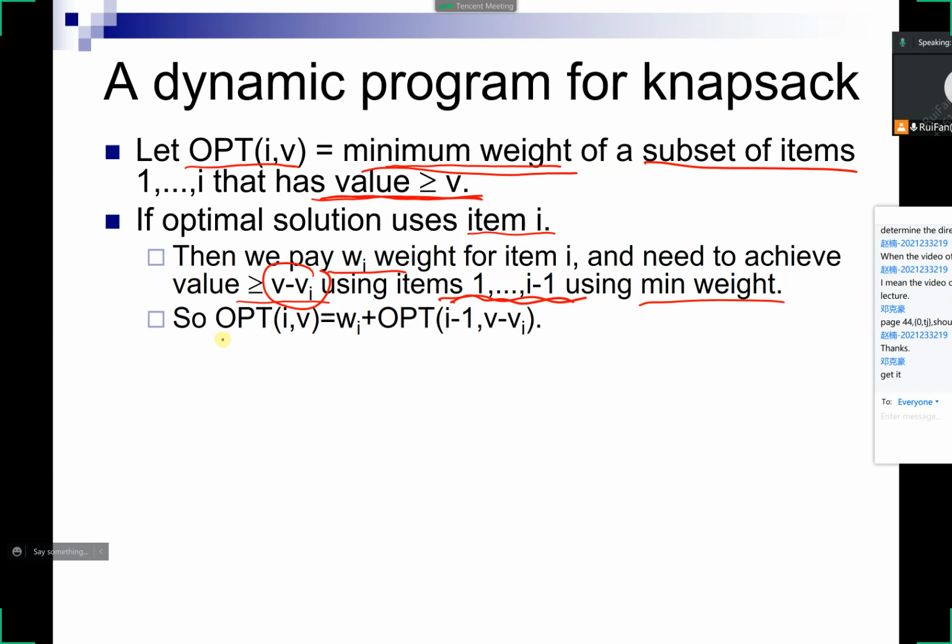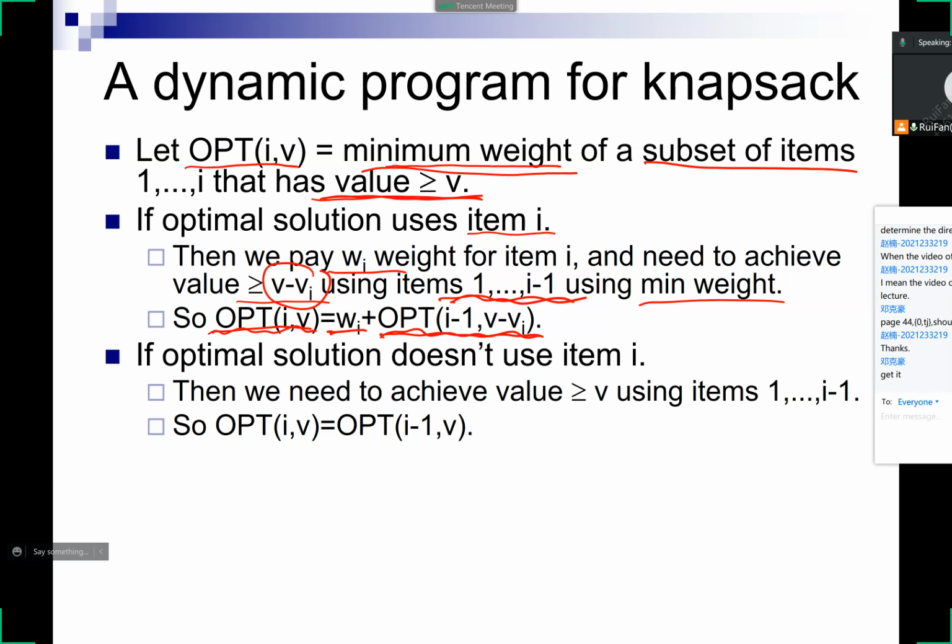In terms of the DP equation, in this case we pay a weight of Wi, and then whatever the minimum weight is to achieve value V minus Vi among items 1 through I minus 1, we add that to Wi. And this becomes our weight for opt I, V.